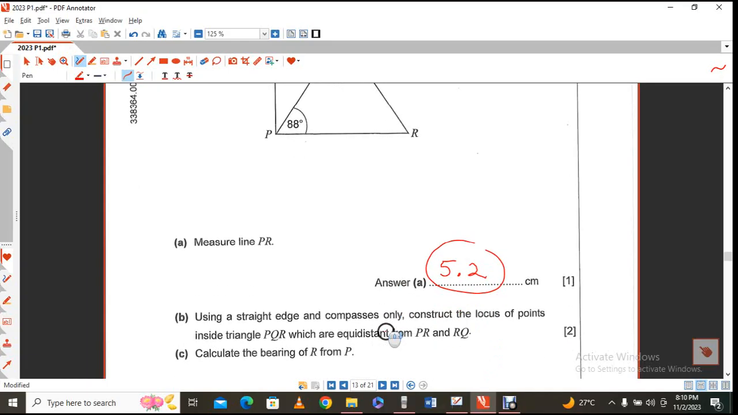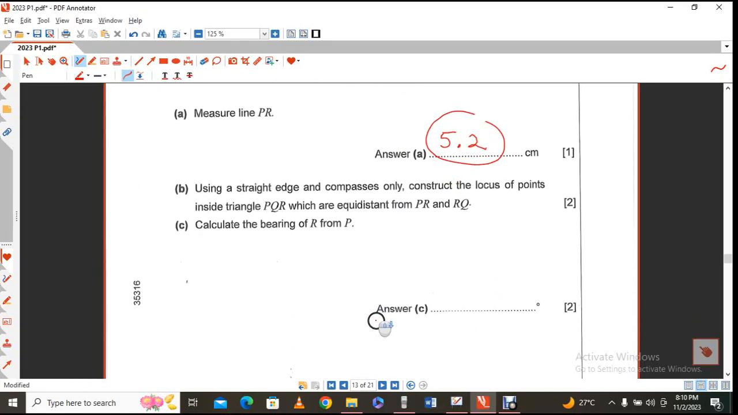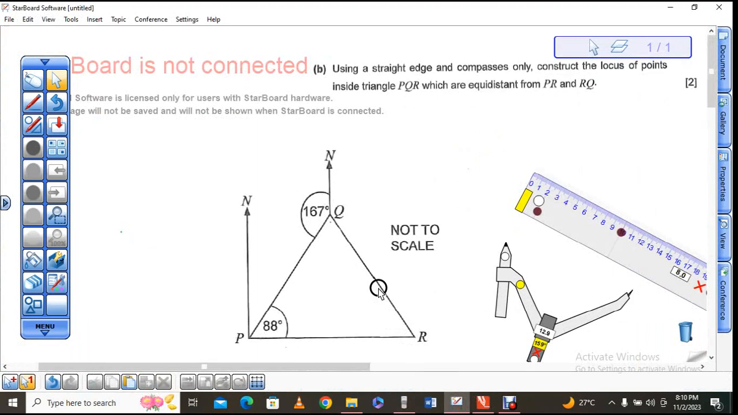Okay. Then part 2 says, using a straight edge and compasses only, construct the locus of points inside a triangle PQR which are the same distance from PR and RQ. Alright, so let me just go back in here. This is what I have. Using a straight edge, which is like a ruler, and a compass, you must construct the locus of points which are inside triangle PQR, and they are the same distance from PR and RQ.